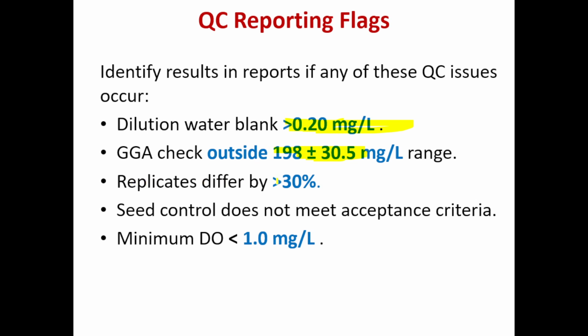Replicates differ by more than 30%. If the replicate samples' DO differ by more than 30%, we need to report flags. Also flag if the seed control does not meet acceptable criteria and the minimum DO depletion is less than 1 mg per liter.